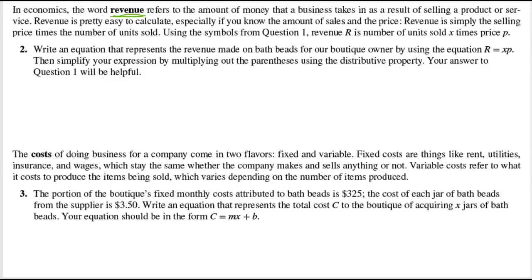When they were selling the bath beads for $12 a piece, they sold 400 jars. That was $4,800. Just multiply 400 times 12. So you multiply the price times the number you sell to get revenue. It's the amount of money that actually comes in. Okay.